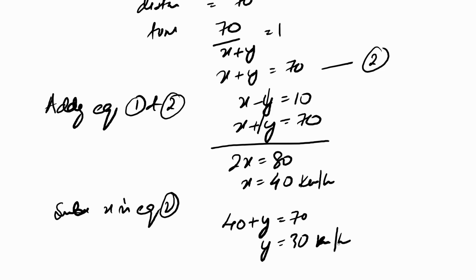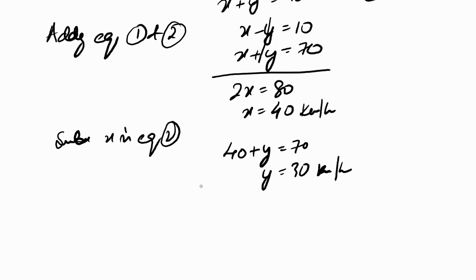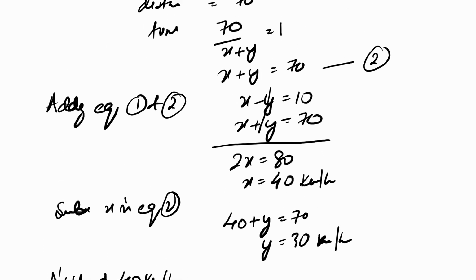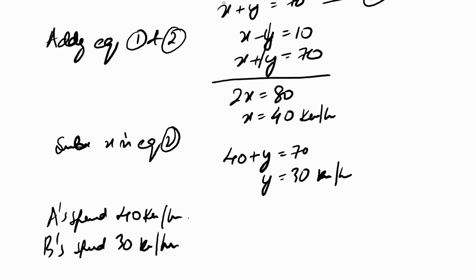The speed of x is 30 km per hour. A speed is 40 km per hour and B speed is 30 km per hour. Okay, I hope you understood this. Let's move on to the next question.